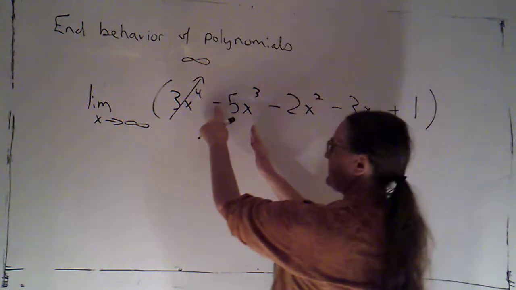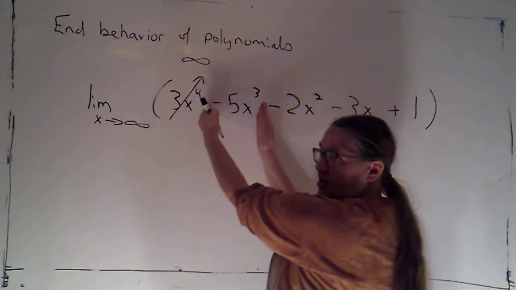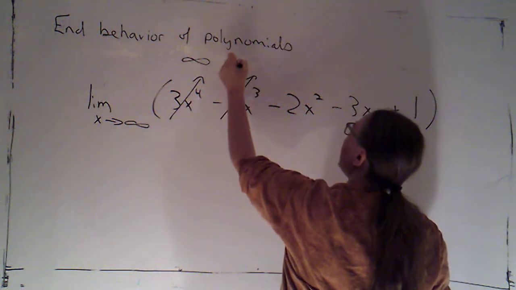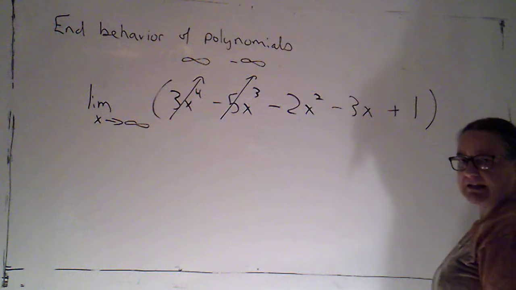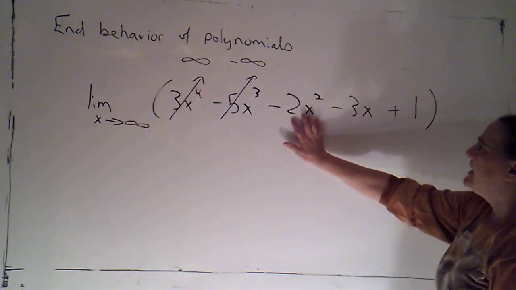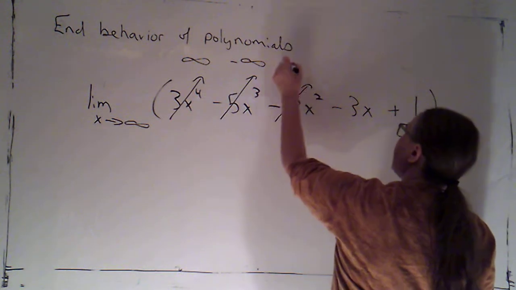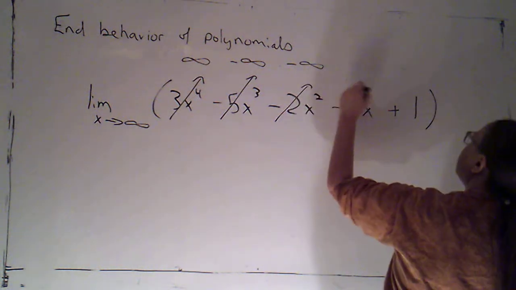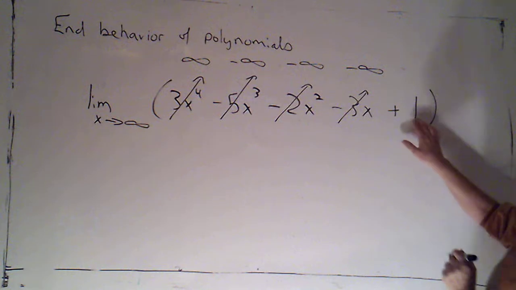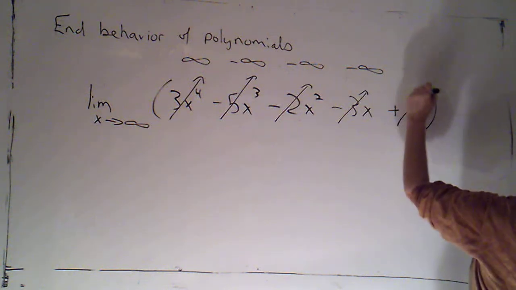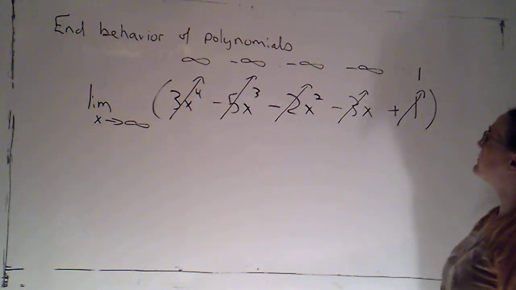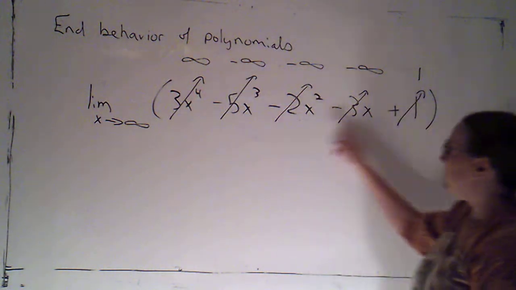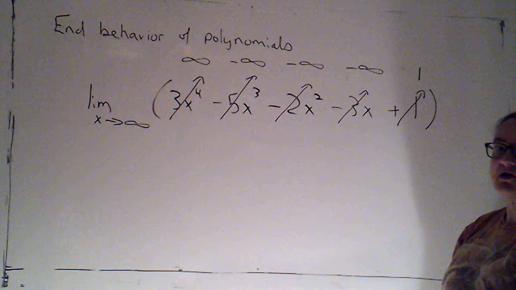Then we're subtracting 5x cubed. Now, I'm going to just view that negative sign as being part of this term. I'm going to view that as plus a negative 5x cubed. That negative is going to make that piece go off to negative infinity. Negative 2x squared is going to negative infinity. Negative 3x is going to negative infinity. And 1 is very content being 1. So that's just going to 1. So here I've used my arrow notation to say where each term is going.